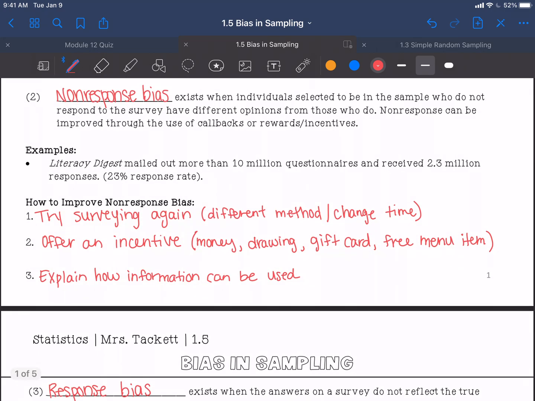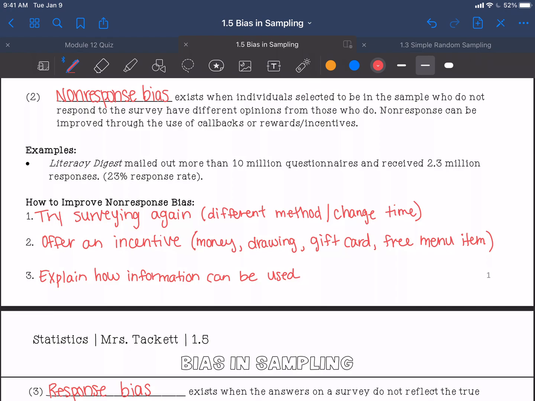How we can improve non-response bias, one way is to try surveying again. So you can try a different method. Maybe if you originally mailed out a survey, you could go face to face, or maybe try mail. You could also change the time of the survey.